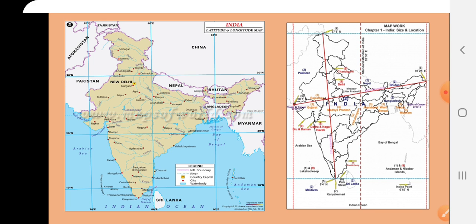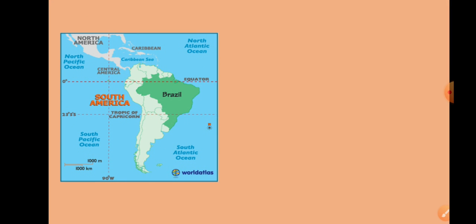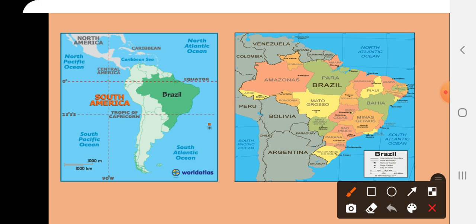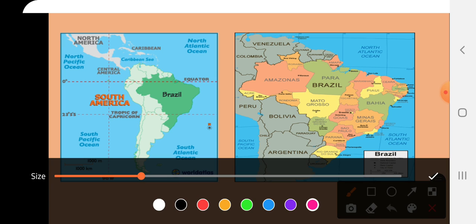Now we will see Brazil also. Now you can see here Brazil. If you see Brazil, you can see the equator here. Let me draw and show you clearly. So you can see here, this is the equator, 0 degree. You can see here 0 degree, and it is written, equator is written here.